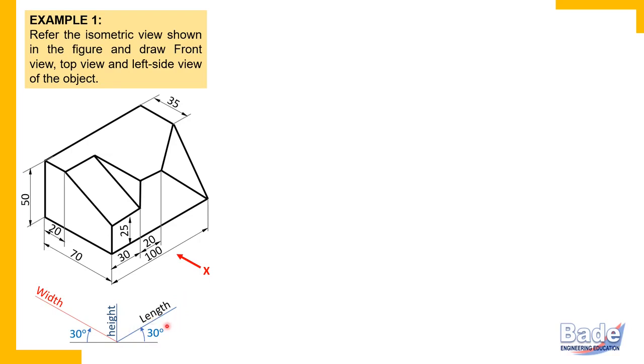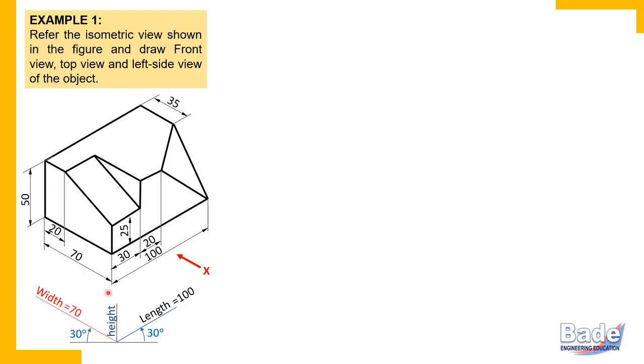Now check all dimensions parallel to the length axis: 100 millimeters, 30 millimeters, 20 millimeters. Now check what the overall length of the object is. Overall length means from the left end of the object to the right end of the object. This is the left end and this is the right end. From left end to right end, the length is directly given as 100 millimeters. So the overall length of this object is 100 millimeters.